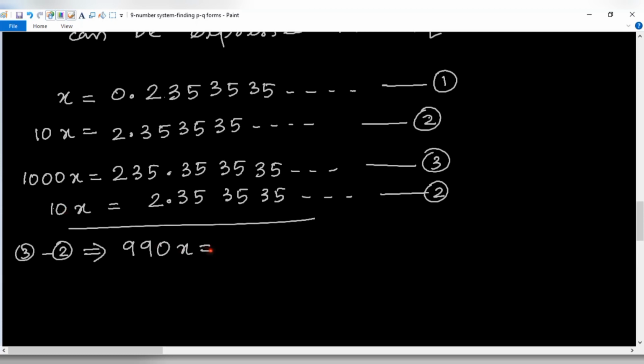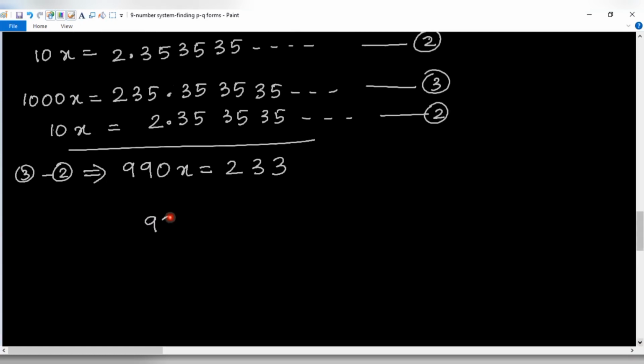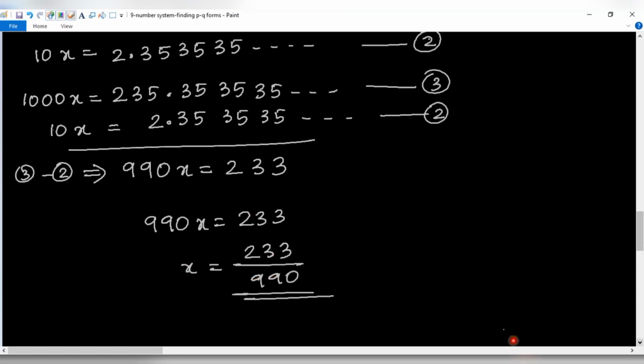Here also the decimal places are alike. Through subtraction they will go, 235 minus 2, that is 233 here. So what we got is 990x is equal to 233. So x is equal to 233 by 990. This is the answer.